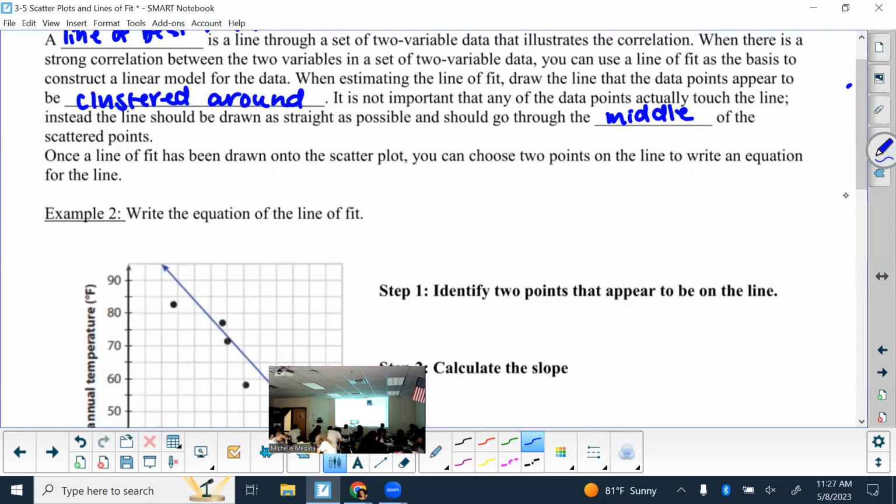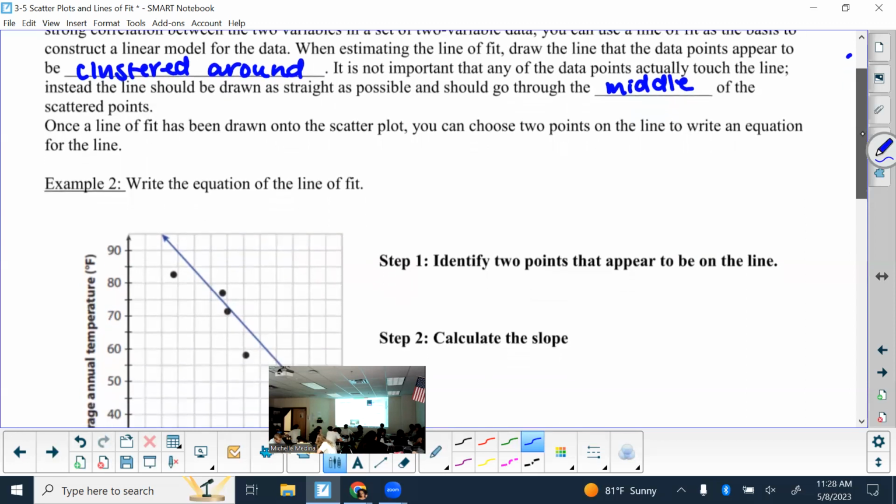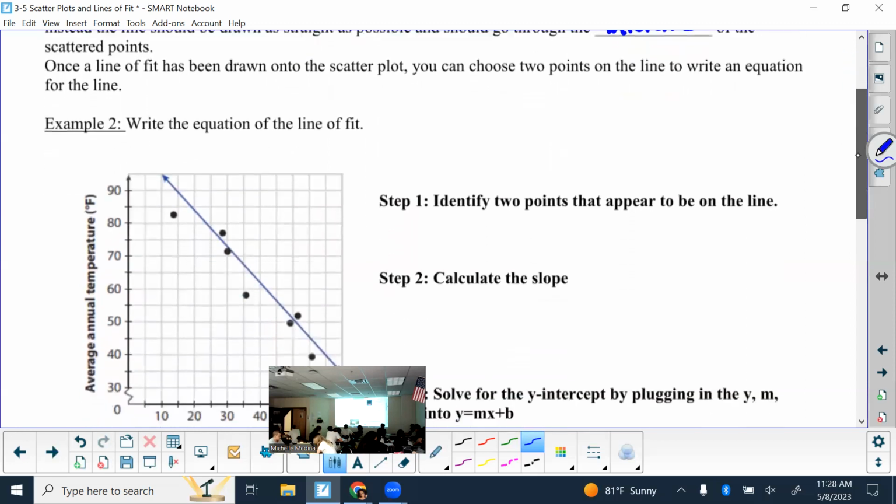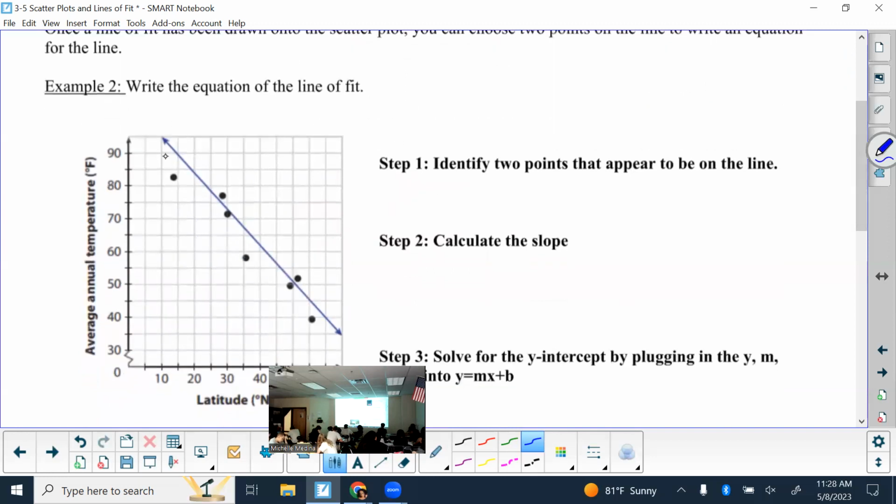Drawing the trend line through your data and making sure it's in the middle of your points as straight as possible. All right, then you're usually asked to estimate that line of fit. So don't tell me, table 9, what equation do straight lines always have?